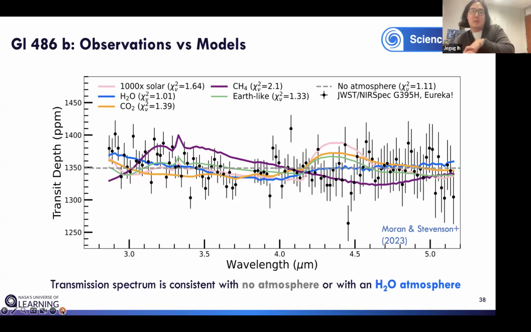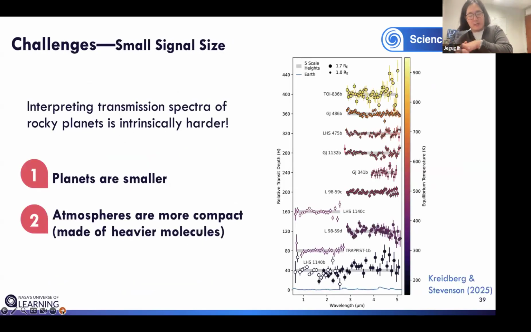So next slide, please. What are the challenges of transmission spectroscopy? This is less of a modeling problem and more of an observing problem. Planets are smaller, so your signals are small. And secondly, the atmospheres are high molecular weight, meaning they're not made of hydrogen, but instead of nitrogen and oxygen. Because the atmospheres are made of heavier stuff, they're more compact, and therefore the spectral signal itself is smaller as well. So if you go to the next slide.